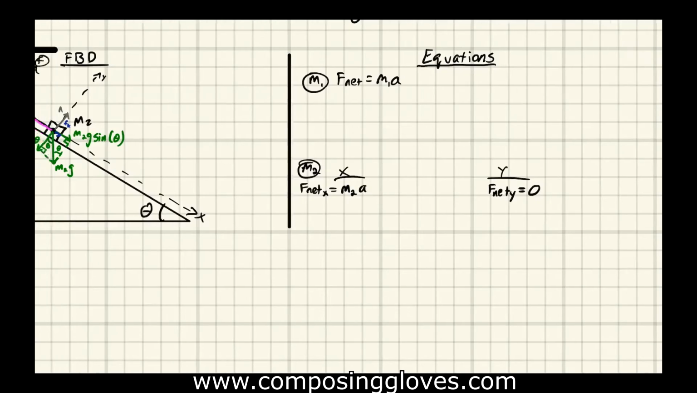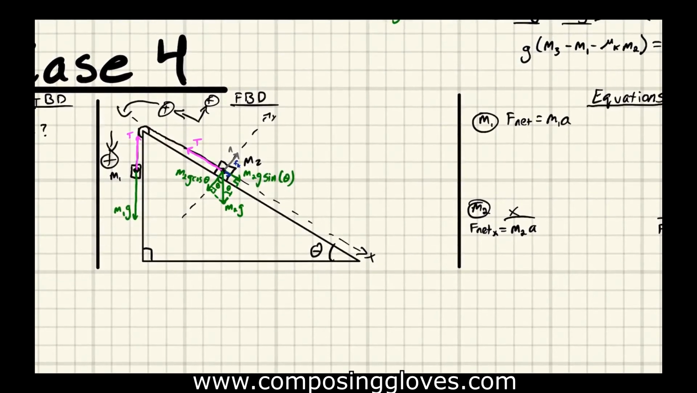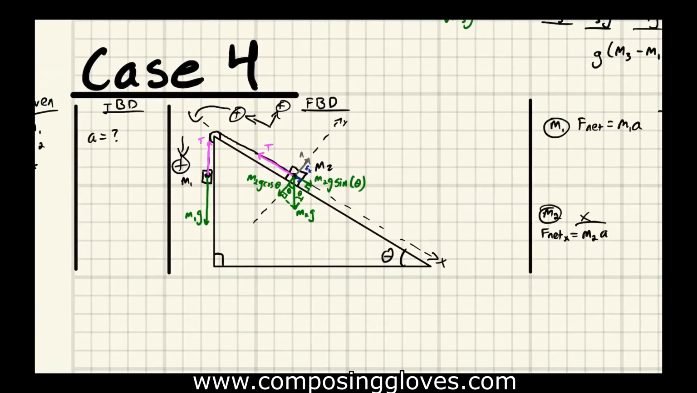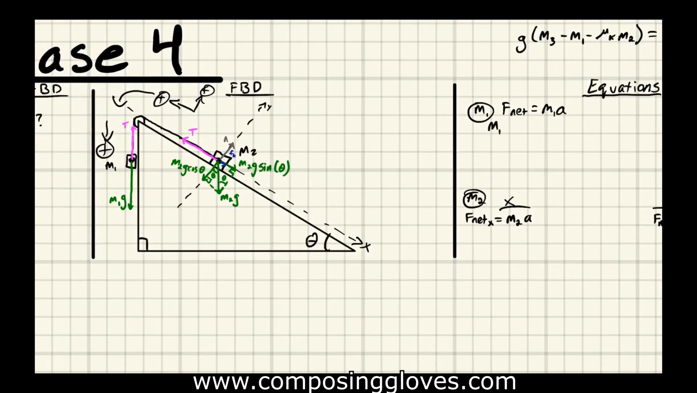So we look at this and we say, all right, let's substitute in our F nets. On this first one, it's M1G. Ooh, and it looks like it's just barely bigger than our tension. I might make that more obvious on a test, but M1G is in the positive direction, right? So it's going to be positive M1G minus our tension. That's going to equal M1A. So we're home free at this point.